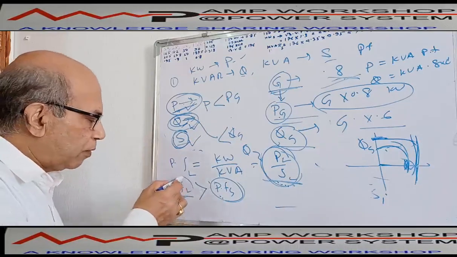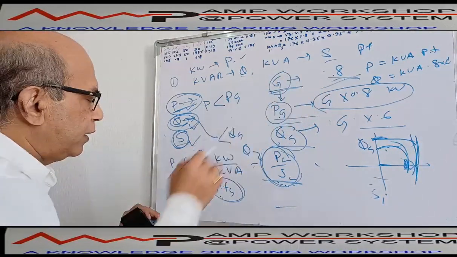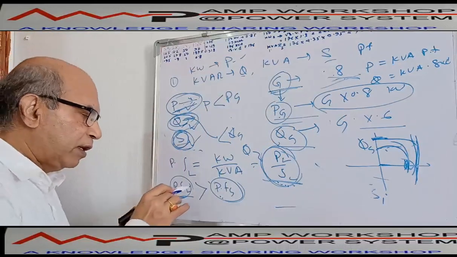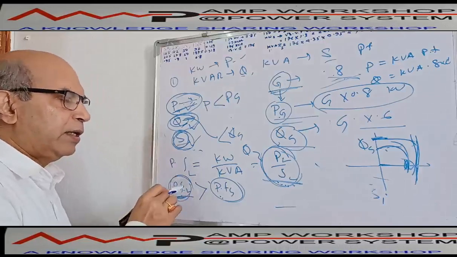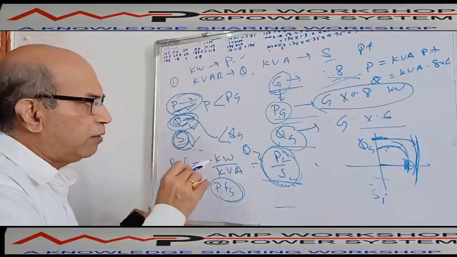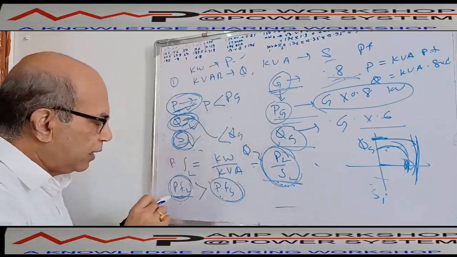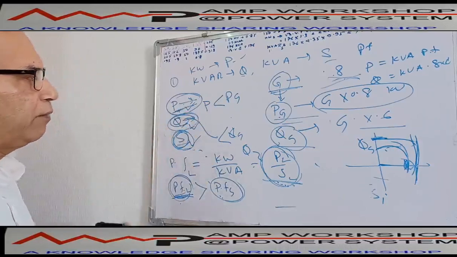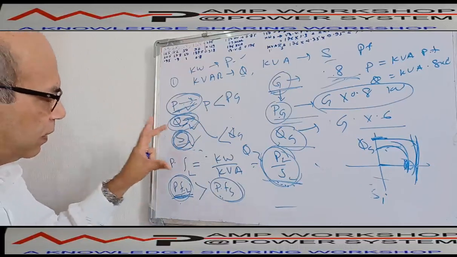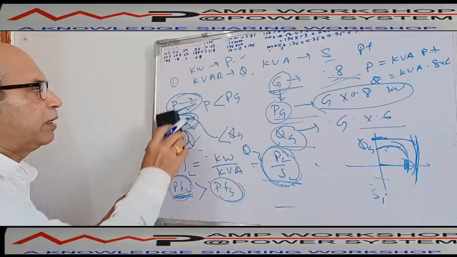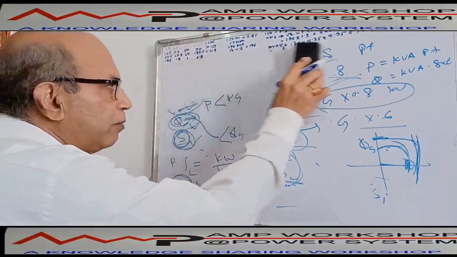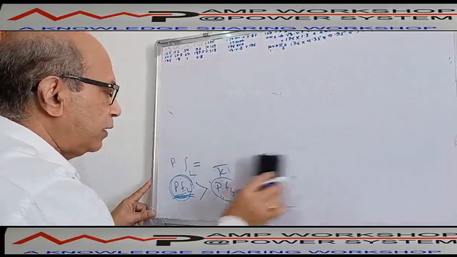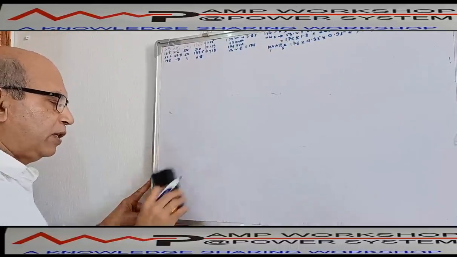So if the load power factor is more than the generator's 0.8, then the load kVA is enough for the generator. But if the load power factor is less than this, then we have to calculate the generator kilowatt in such a way that it can cater this amount of kilowatt and this amount of kVA. So this way we will decide the generator sizing. I am giving a numerical example, then it will be more clear how generator sizing is to be done for this type of load.